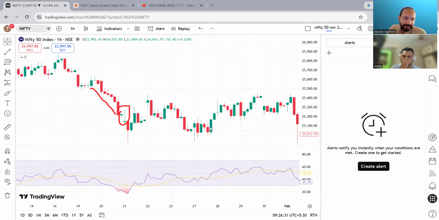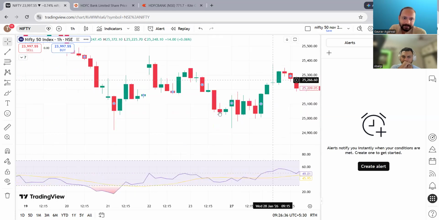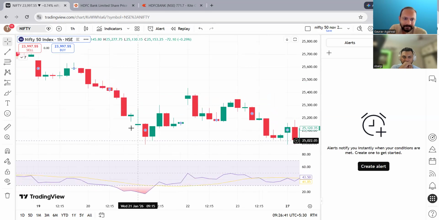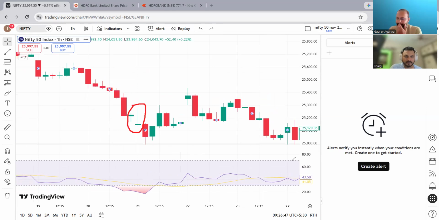So here, see what you have to do. Here the scenario is different. There are actually two hammers formed, right? Two types of hammer are here. So what you have to do is merge these two candles, then find the high and low price, and based on that you have to trade. Means this hammer's high price and this hammer's low price you have to consider.